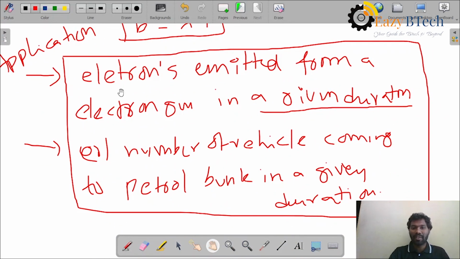The application of the Poisson variable is counting purposes: the number of electrons emitted, the number of vehicles coming to a petrol bunk, the number of persons visiting a cinema theater or a mall. Everywhere you can find out the total count by using this random variable. Every random variable has one particular application. With this we completed all types of random variables in the random variable concept.